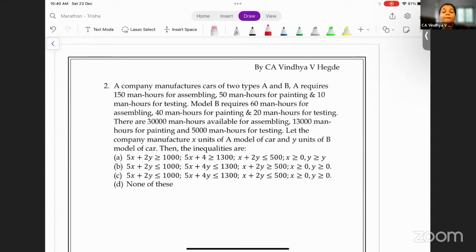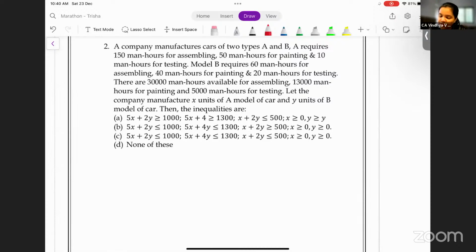Okay, so can I say maximum is 30,000, so you can utilize lesser than or equal to 30,000 or 13,000 or 5,000. Okay, so what is the constraint here? The man-hours, which is given as 30,000, 13,000 and 5,000. And the inequality is lesser than or equal to. Okay. Now, product A and product B, that is model A and model B, both require man-hours of assembling, painting and testing. Yes?